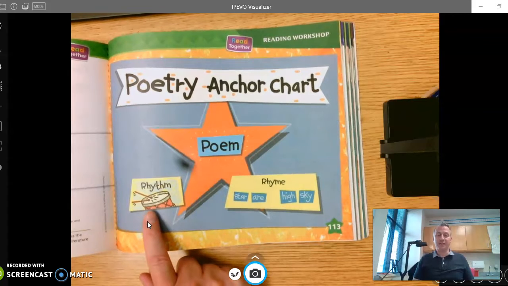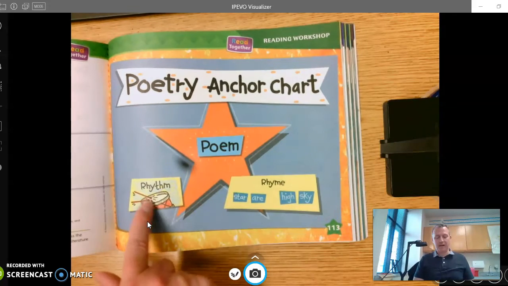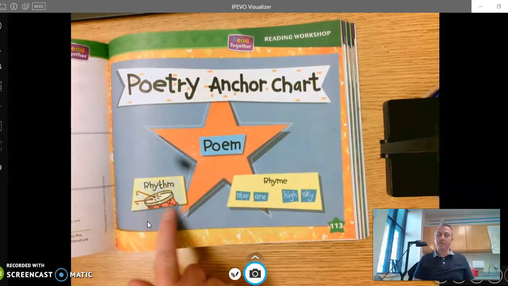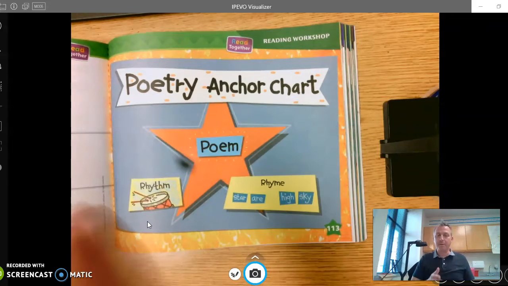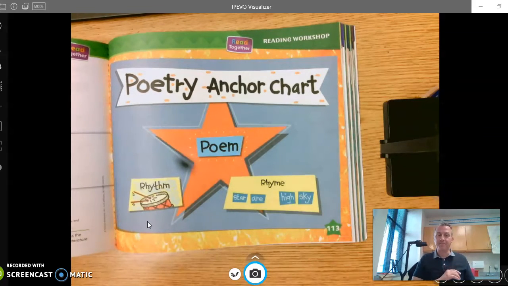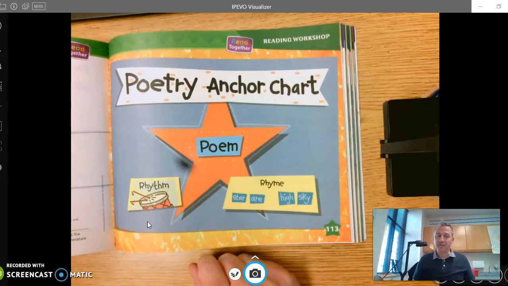Rhythm is how you say something. A lot of times, I see a picture of a drum, and we know that a drum definitely uses rhythm. Bump, bump, bump, bump, bump, bump, bump, just like that. And in the same way, we can say things like that. In a poem, we tend to say the words in the same way. We're going to look at that in just a second. It tends to go bump, bump, bump, bump, bump, bump, just like that.